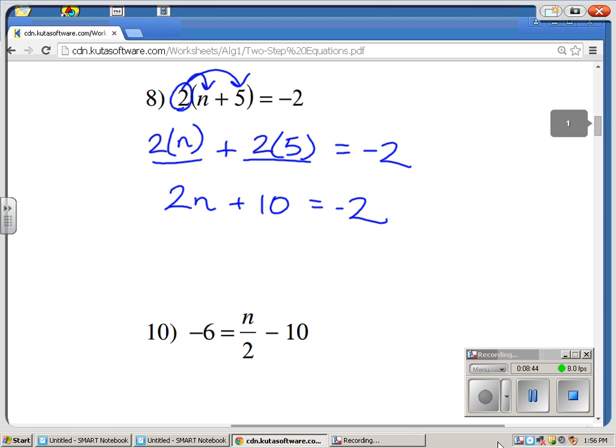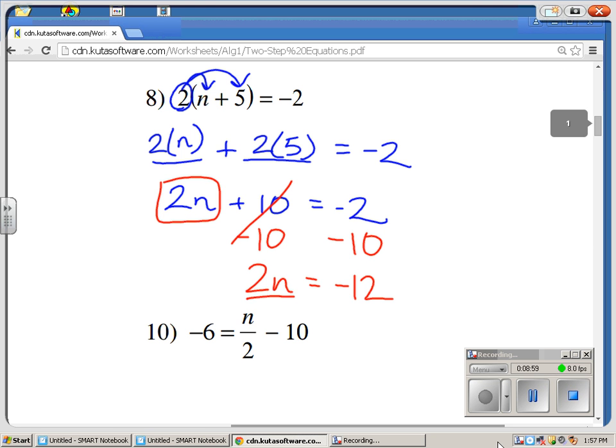And then we've seen a problem like this before. I'm going to put a box around the 2n, because I'm going to leave that alone, and I'm going to get rid of the 10 first. We're left with 2n equals negative 12. And then the final step is to use the inverse of multiplication, which is division, and divide each side by 2, and we get n equals negative 6.